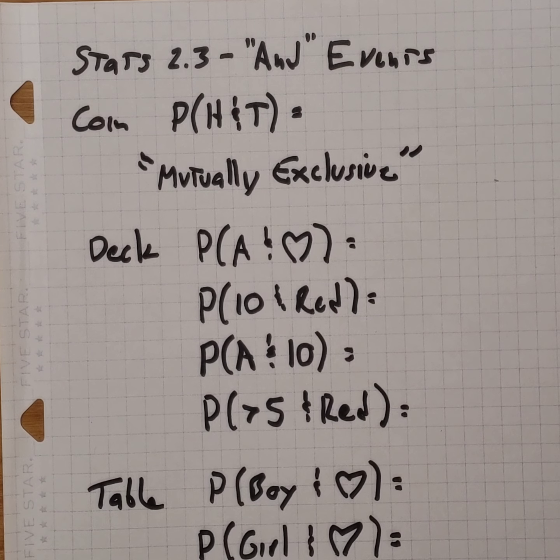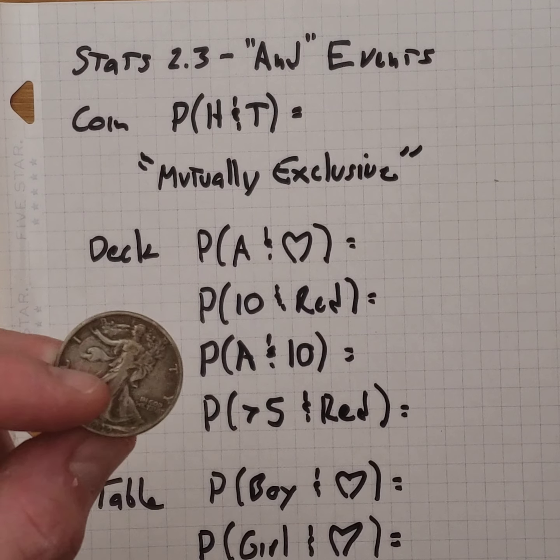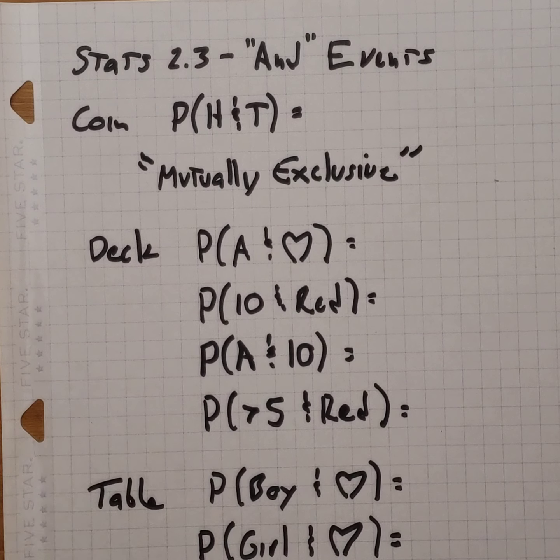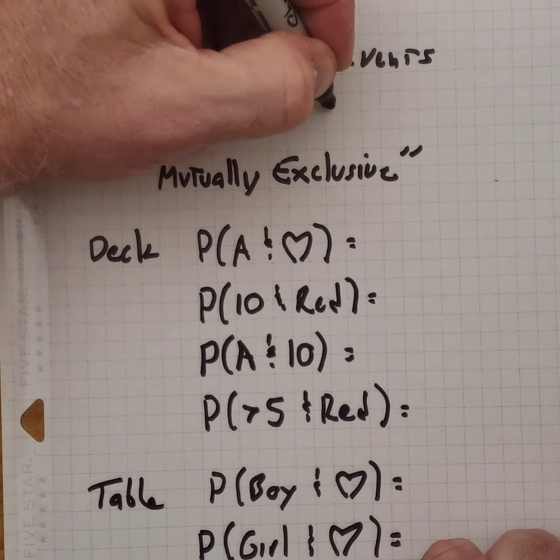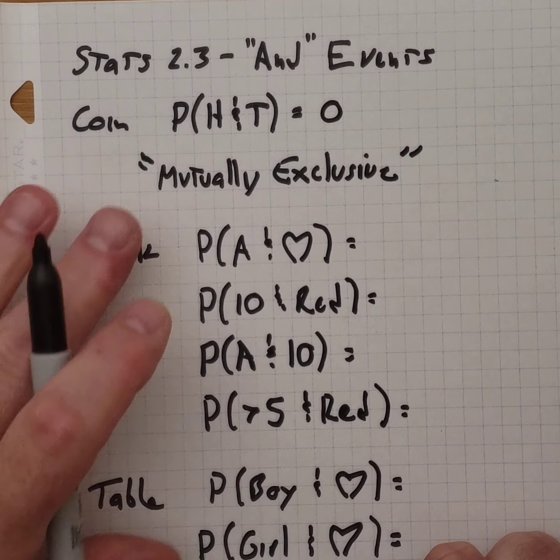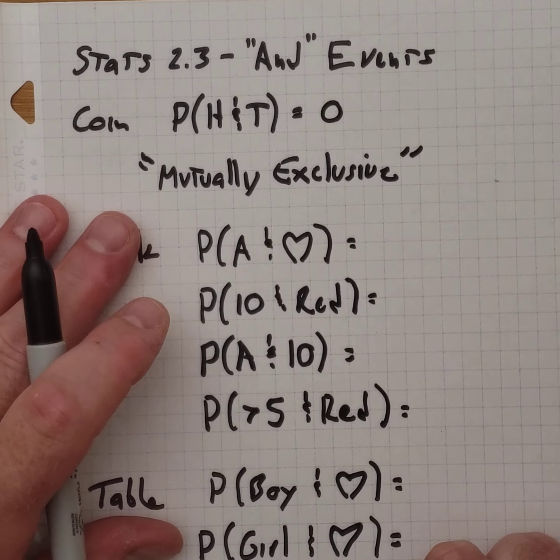And let's look at coins really quickly here. This is going to be a short one. If we flip the coin, what's the probability that it lands on both heads and tails? Well, that is not going to happen, right? There is no outcome that fits both descriptions. It's either a head or a tail. So there is no chance that we're going to get both. And we call those two events mutually exclusive.